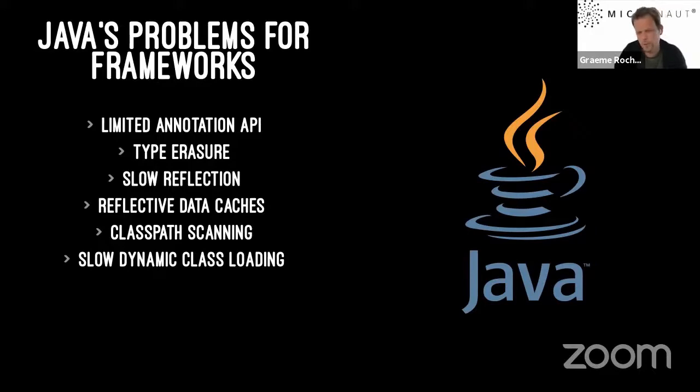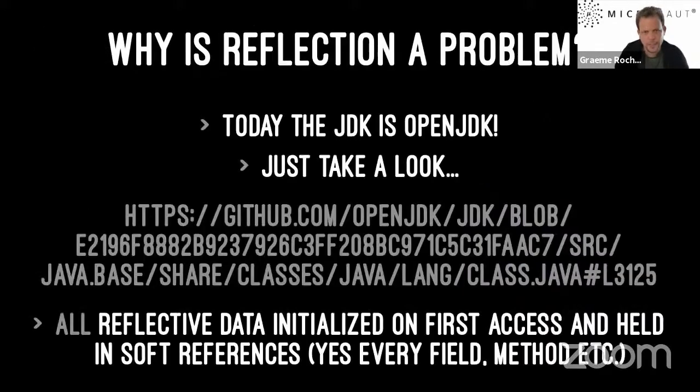In addition, there's no shared cache for reflected data in Java. So you see libraries building up meta models that they need to work with the reflected data. For example, Hibernate will have a meta model, Jackson will have a meta model, Spring will have a meta model, and they're mirrors of the reflected data, which ends up occupying a lot of memory. And then there are of course things like classpath scanning and dynamic class loading being slower.